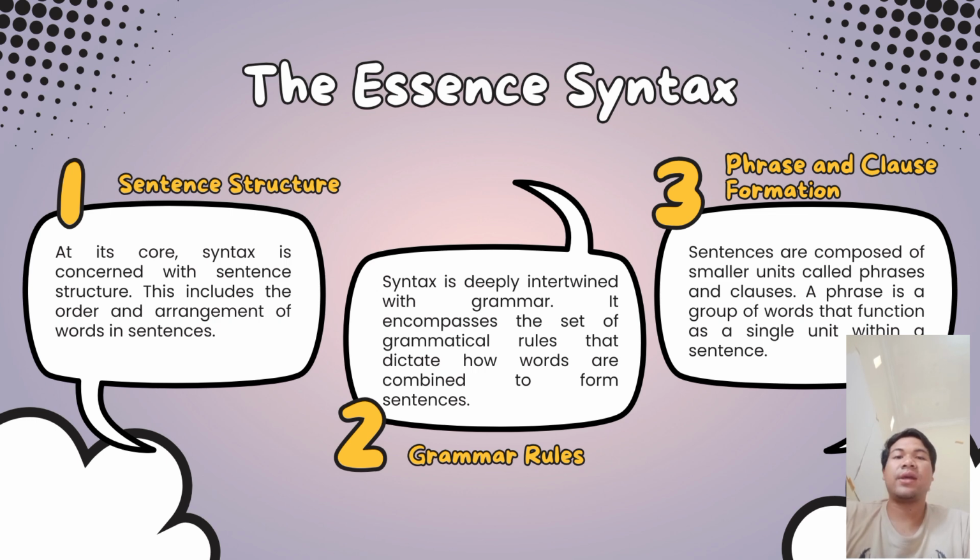The first is syntax sentence structure. At its core, syntax is concerned with sentence structure. This includes the order and arrangement of words in a sentence. For example, in English, a typical sentence follows a subject, verb, object order, as in "the cat chased the mouse." The cat is the subject, chased is the verb, and the mouse is the object.